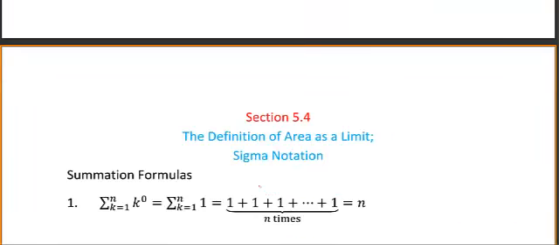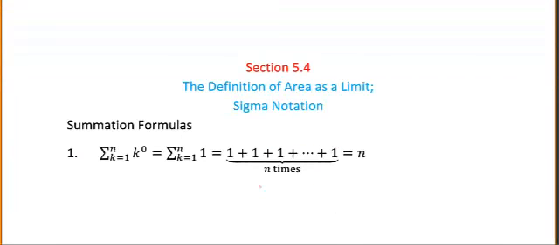I'm going to introduce just one formula, and we're going to build on this next time. This is the sum as k goes from 1 to n of k to the 0. Well, of course, k to the 0 is 1. And so this would be the sum as k goes from 1 to n of 1. And now if we think about what this would be, when k is equal to 1, this is going to be 1. When k is equal to 2, this would be 1. When k is equal to 3, this would be 1, and then we'd keep on going like this all the way out to when k is at the upper limit n, this would be 1.